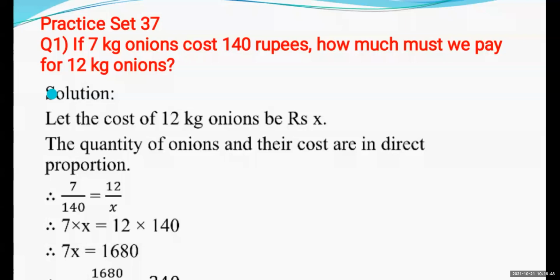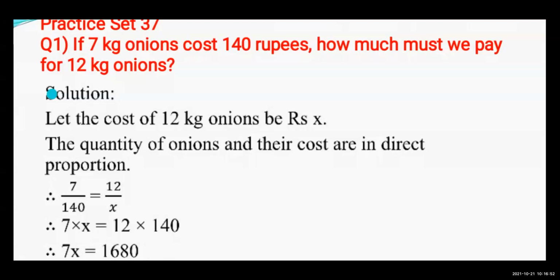Onion is rupees 140. We are going to find out the cost of 12 kg onion. So what will be our first statement? Our first statement will be, let the cost of 12 kg onion be x. I told you, we have to assume. What do we assume? 12 kg onion costs x rupees. Clear? Let the cost of 12 kg onion be rupees x.